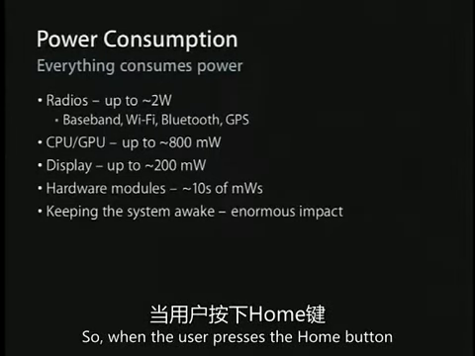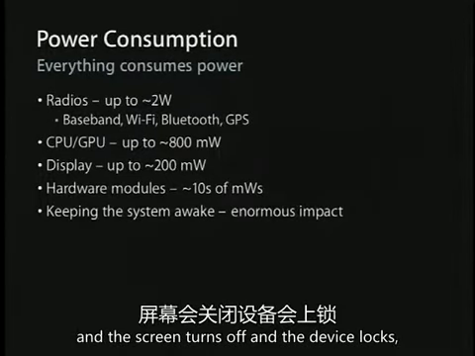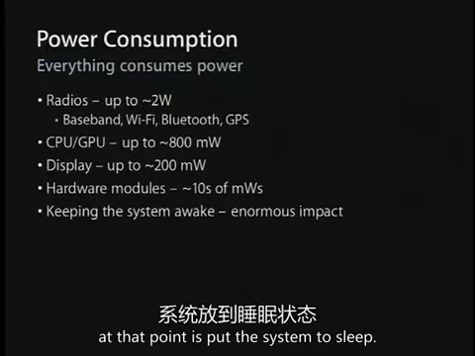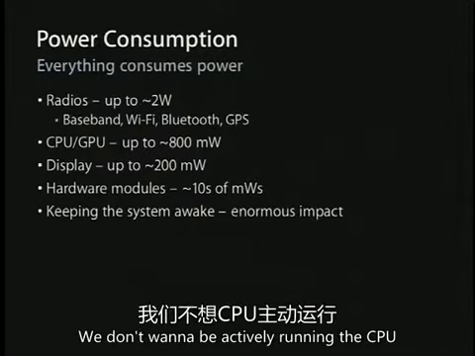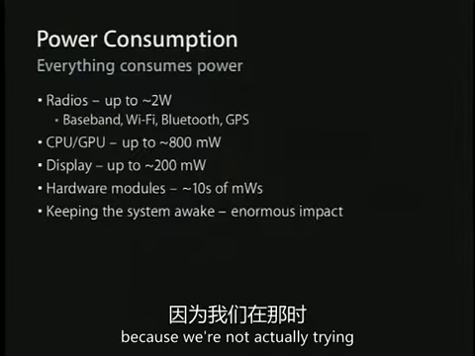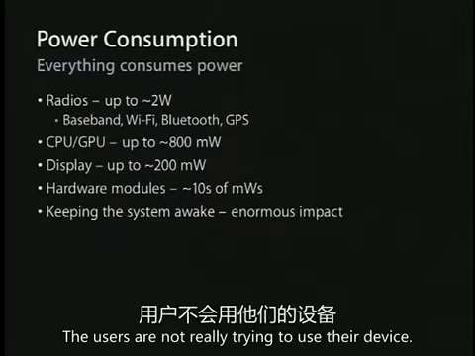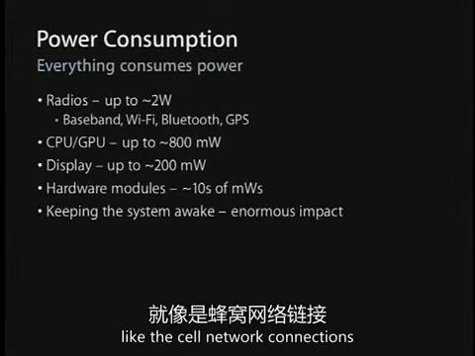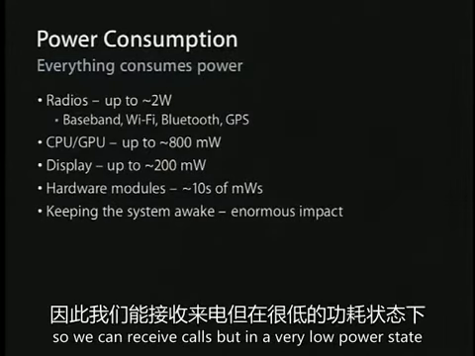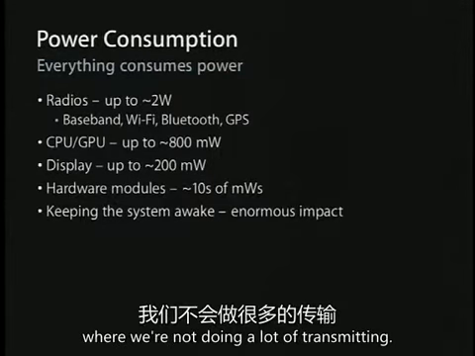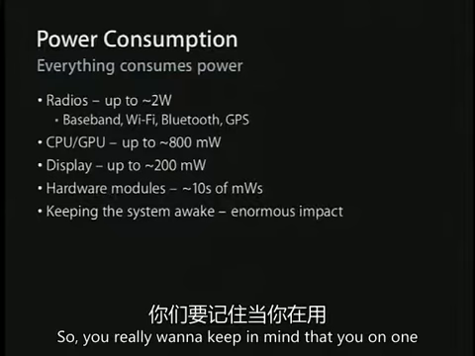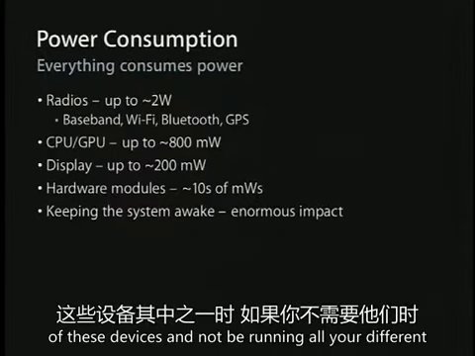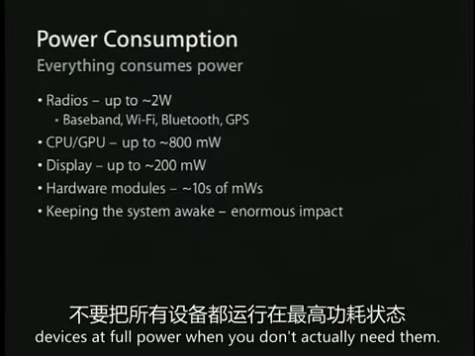So when the user presses the home button and the screen turns off and the device locks, generally what we want to do at that point is put the system to sleep. We don't want to be actively running the CPU, because we're not trying to compute anything at that point. The user's not really trying to use their device. We want to keep minimal systems awake, just like the cell network connection, so we can receive calls, but in a very low power state where we're not doing a lot of transmitting. So you really want to keep in mind that you're on one of these devices and not be running all your different devices at full power when you don't actually need them.